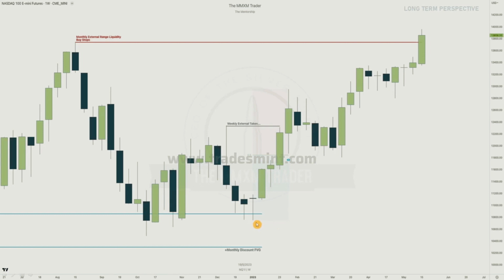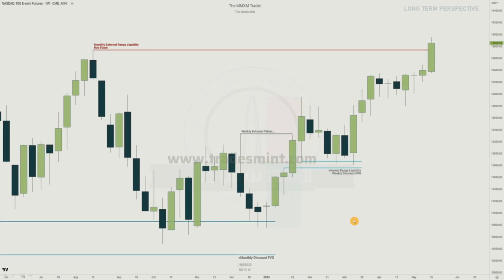Again, draw out your dealing range, this low till this high. Then we've got that internal range liquidity. Then we can continue up higher. So from internal to external, from external to internal. And once we hit internal, we want to go external once again, right?